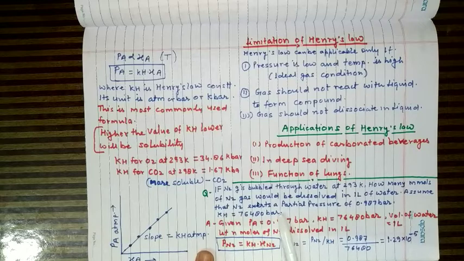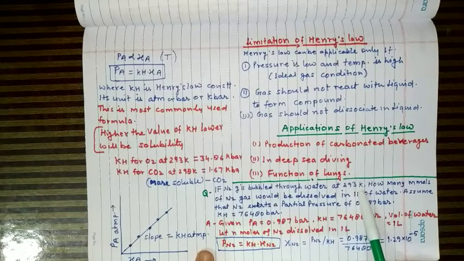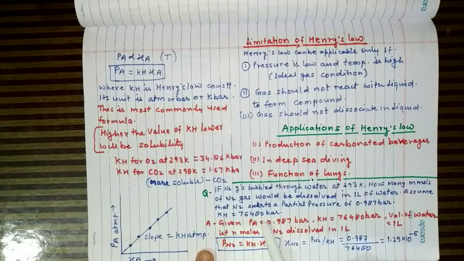This is very important and it has been asked in board also. If nitrogen gas is bubbled through water at 293 Kelvin, how many millimoles of nitrogen gas would be dissolved in 1 liter of water? Sometimes it is given 500 ml of water. Assume that nitrogen exerts a partial pressure of this value; Kh for nitrogen gas in water is given. Now first we will write what is given: partial pressure, Kh and the volume of water, 1 liter.